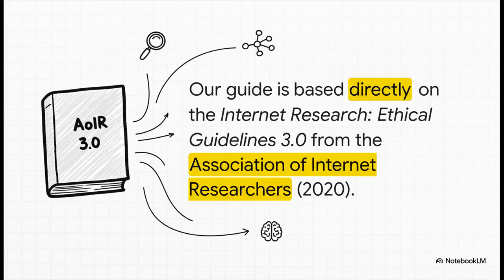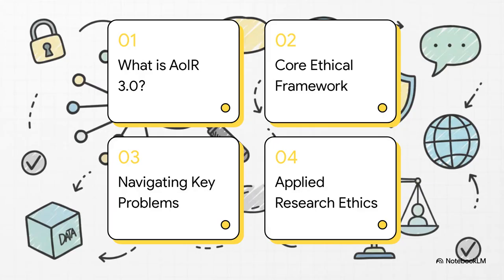Now, just to be crystal clear, everything we're going to talk about comes directly from this foundational document, the Association of Internet Researchers Ethical Guidelines 3.0. And our goal here isn't just to summarize it. We're really focused on how to apply it in the real world, in your work. So here's our roadmap. First, we'll get a handle on what AoIR 3.0 actually is. Then, we'll dig into its core ethical framework. From there, we'll tackle some of the key problem areas that researchers are wrestling with right now. And finally, we'll see how all of this plays out in applied research.